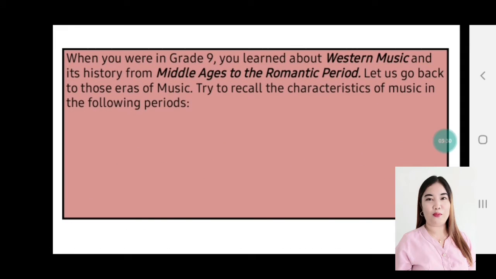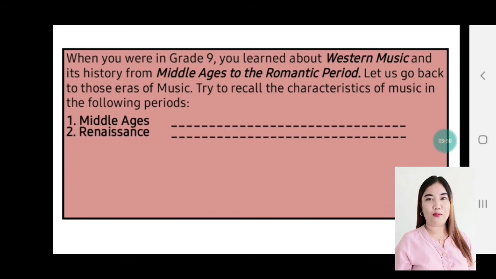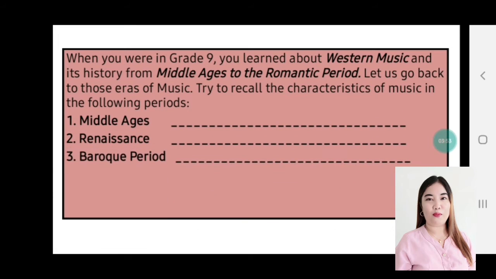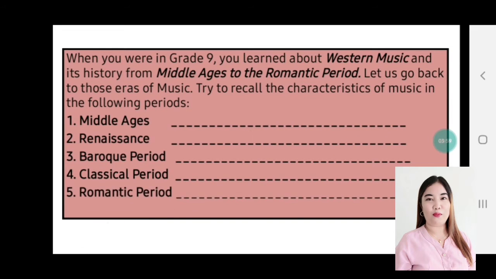When you were in grade 9, you learned about Western music and its history from the Middle Ages to the Romantic period. Let us now go back to those eras of music. Try to recall the characteristics of music in the following periods. Number 1, Middle Ages. Number 2, Renaissance. Number 3, Baroque period. Number 4, Classical period. And number 5, Romantic period. So what you're going to do is to get a short bond paper and write down all of your answers about the different characteristics of these musical periods.